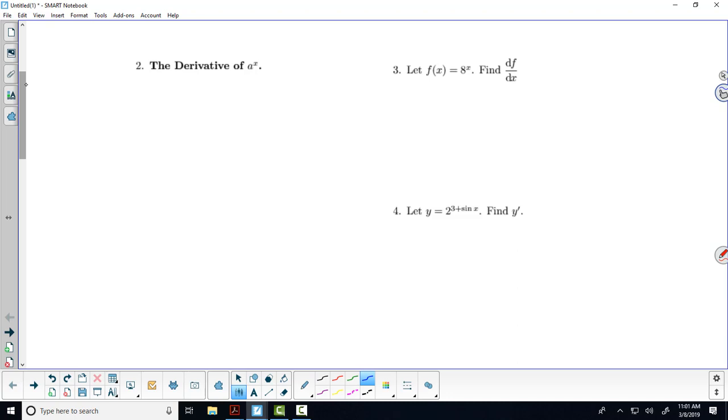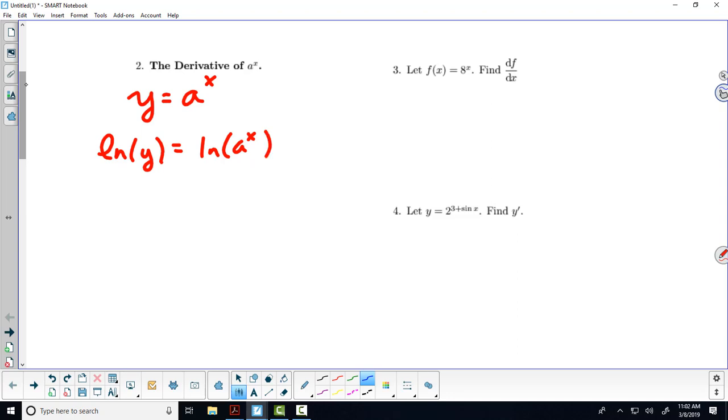Okay? So now let's go ahead and find the derivative of a to the x. So if I say y is equal to a to the x, I'd like to take its derivative. But I don't know how to take the derivative of a to the x. There's a couple of things I could do. What I'd like to do is take the natural log of both sides.